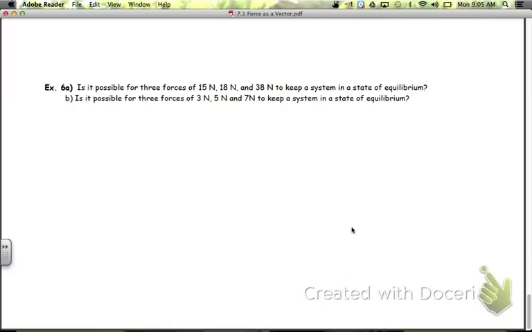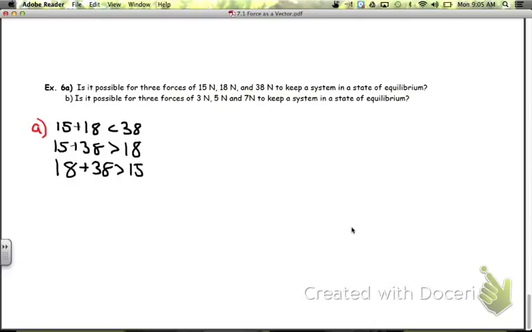In our last example, we want to talk about states of equilibrium. Having a state of equilibrium is to be balanced. If it's balanced, when you add any two vectors, the sum is always going to be greater than the third vector. So in part A, all we're going to do is add our 15 plus 18, which is going to be less than 38. But let's look at our other ones. If we add 15 plus 38, that's going to be greater than our other vector, which is 18. And then 18 plus 38 is going to be greater than 15.